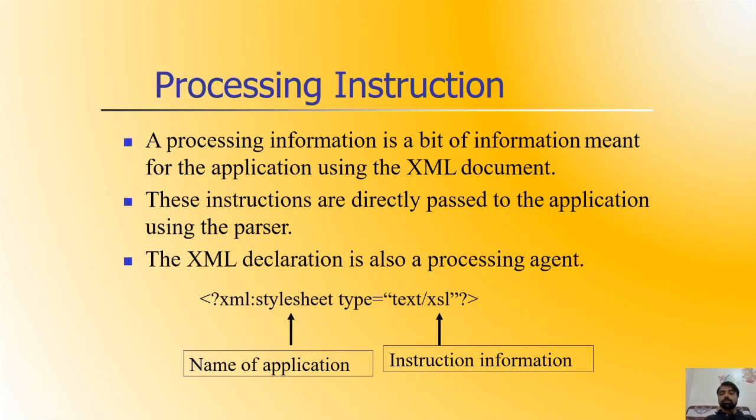Now processing instructions. A processing instruction is a bit of information meant for the application using an XML document. These instructions are directly passed to the application by the parser. So: question mark, xml-stylesheet, type equals text/xsl. This is the type of application and the instruction information if we are passing it to any other application.